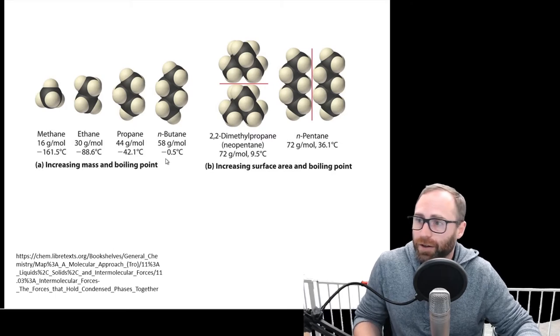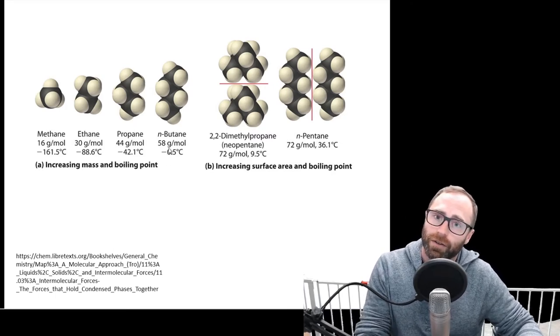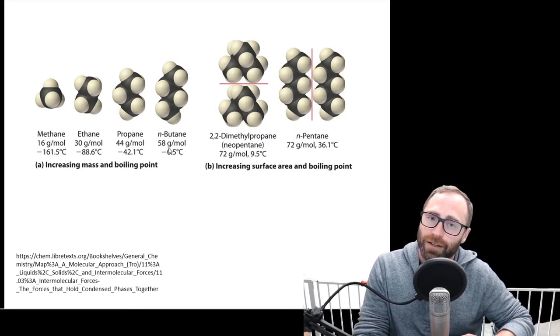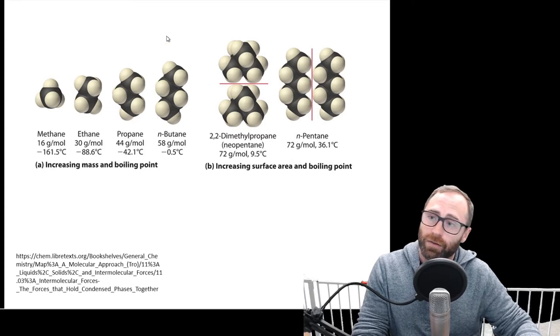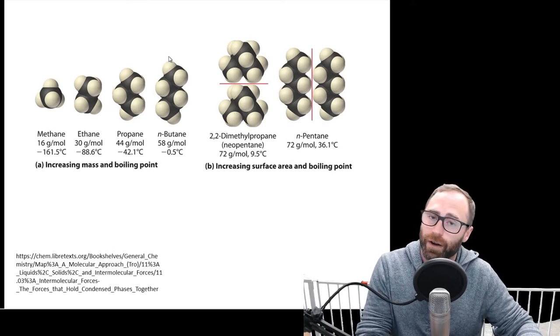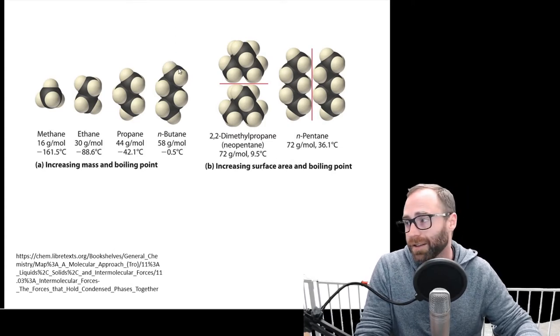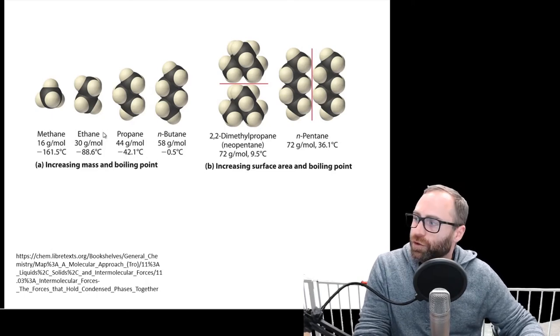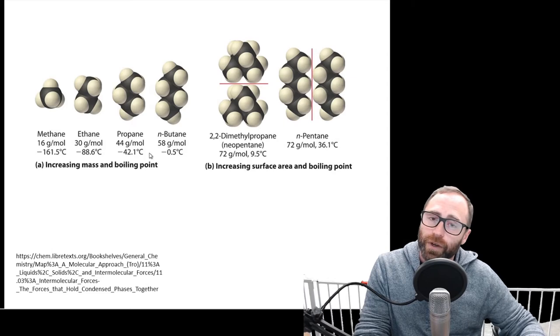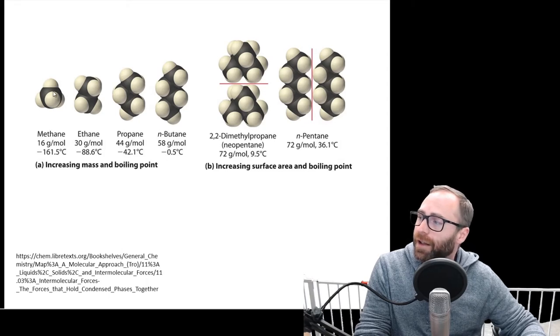And the stronger the partial negative charge, the stronger the interaction you can have with a partial positive charge. Stronger the interaction, the more the molecules want to hang out next to one another. The more the molecules want to hang out next to one another, the higher the boiling point's going to be. So by increasing mass, we increase our electron cloud size. By increasing the electron cloud size, we increase the polarizability of our molecule.